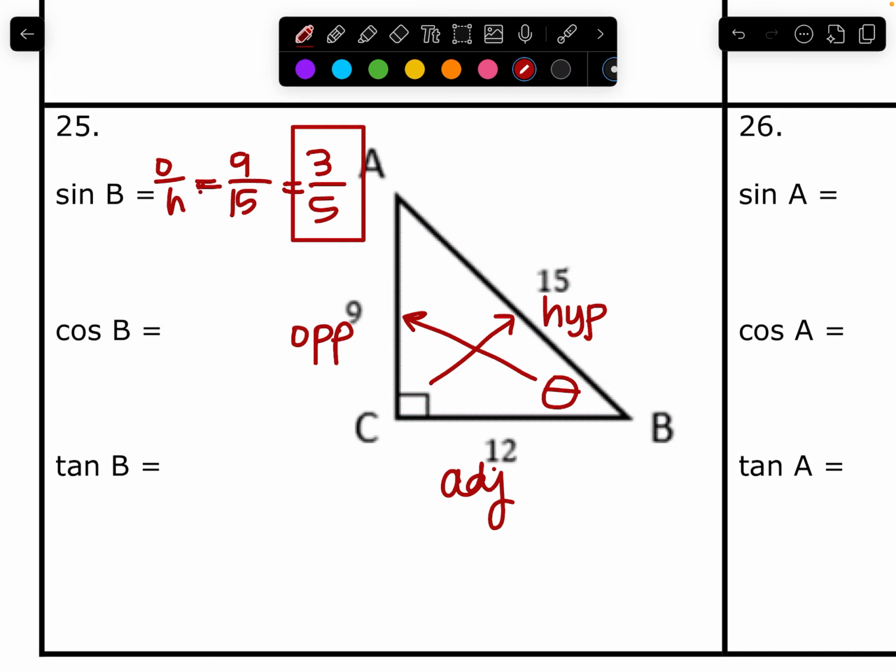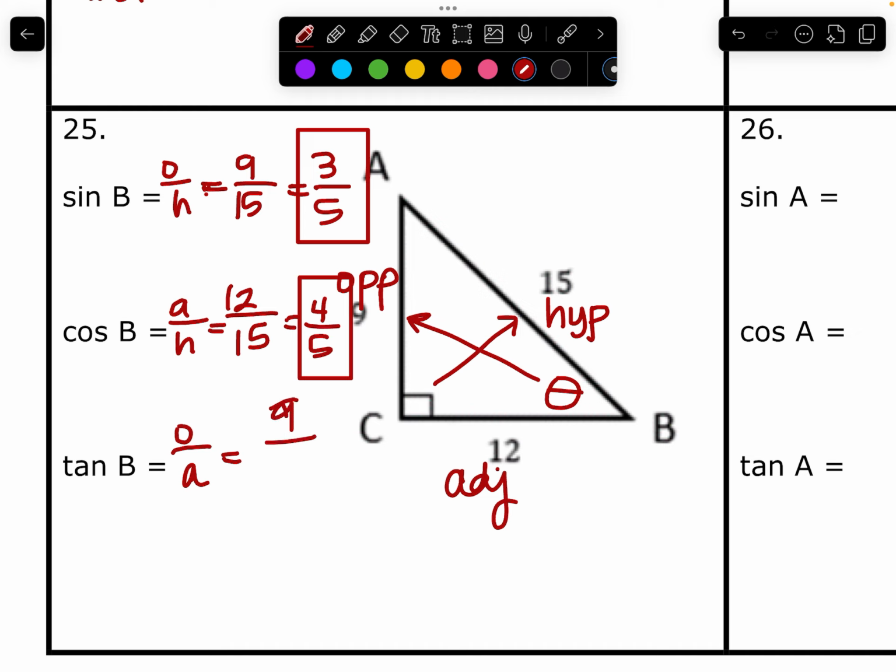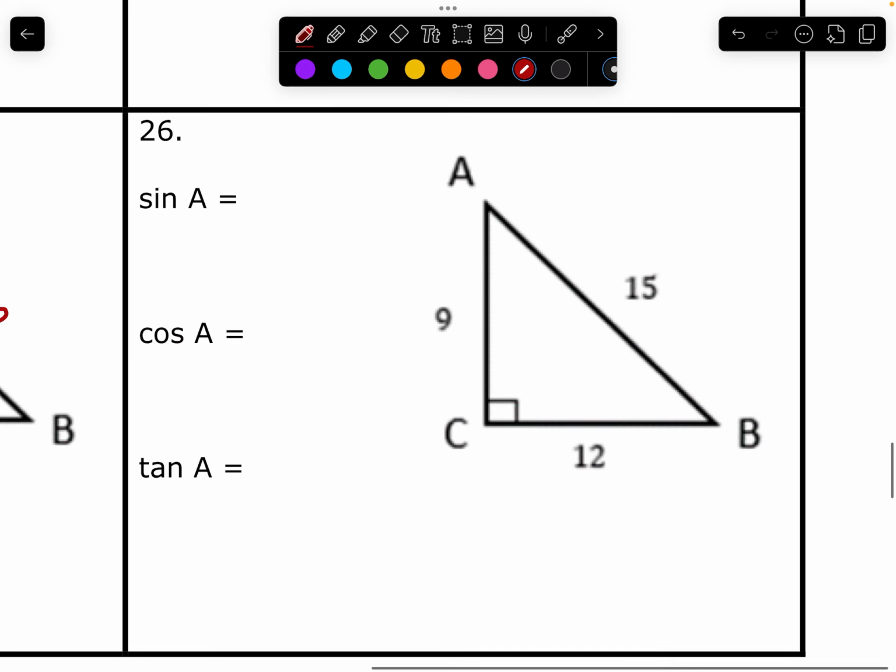Cosine of b would be adjacent over hypotenuse. So that would be 12 over 15. And let me move this out of the way. So that would simplify to 4 over 5. And then we've got tangent, which is opposite over adjacent. So that would be 9 over, sorry, that 9 looks janky. That didn't help. All right, over 12, and that's going to simplify to 3 over 4. All righty, go ahead and try number 26.